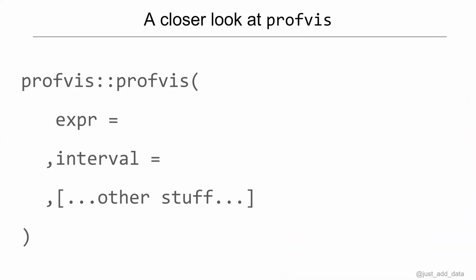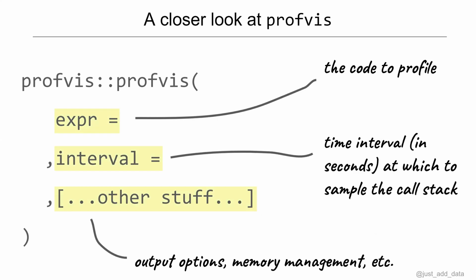So let's take a closer look at the ProfViz package. Let's look at the main function, which is conveniently called ProfViz. It's got a bunch of arguments, but the most important one is the expression argument, which is the code you want to profile. And that's usually a function that you yourself have written. The other main argument is the time interval in seconds at which you want to sample the call stack. And that's usually a pretty small number. And then there's some other stuff, including output options, memory management, and other stuff that you should take a look at on your own time.